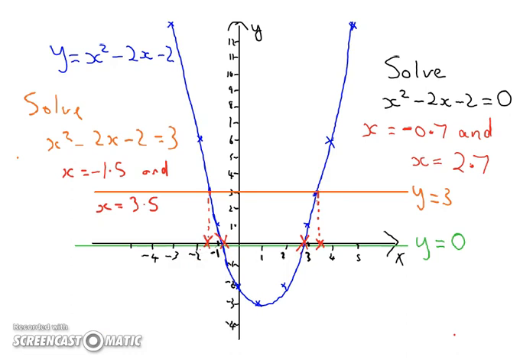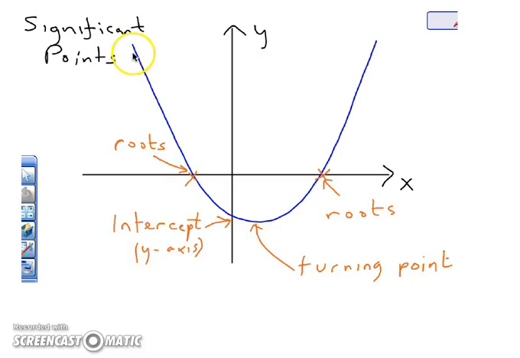Now we've plotted graphs and solved them for some equations, I'll just go over some of the key points and key parts of a quadratic graph. So here's a quadratic graph, a greater than 0, so we've got a nice smiley face. I just want to go through the significant points that are associated with a curve like this. Where it crosses the x-axis, we call those the roots of the equation. That's when this curve equals 0, as in the previous slides.